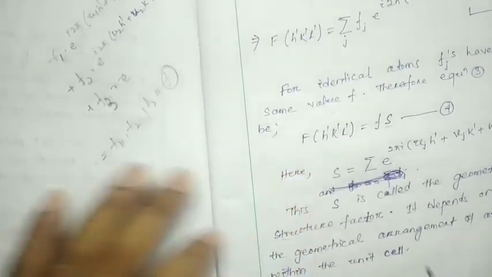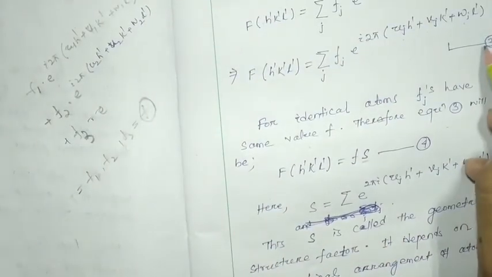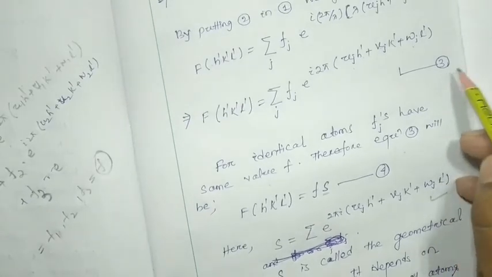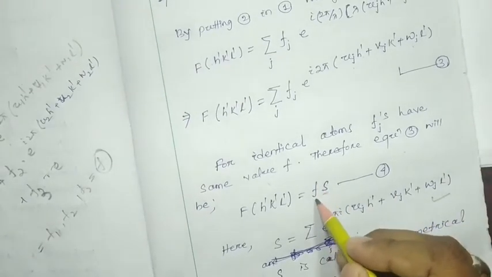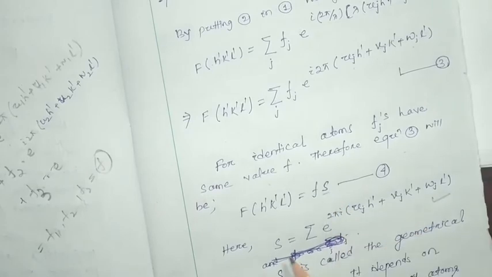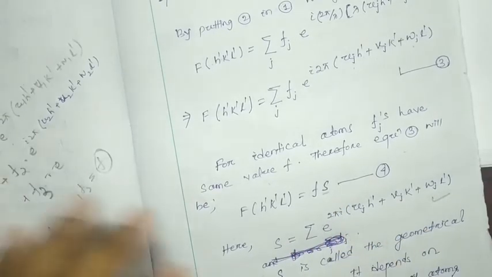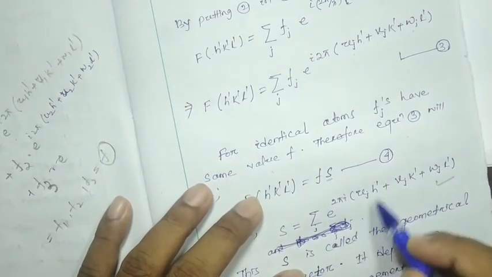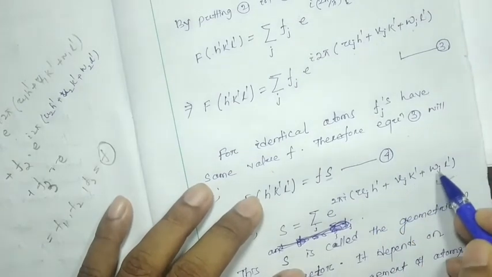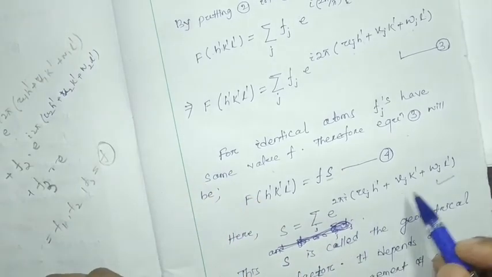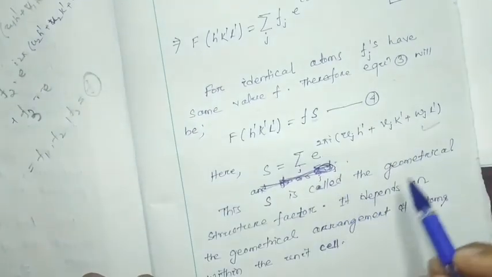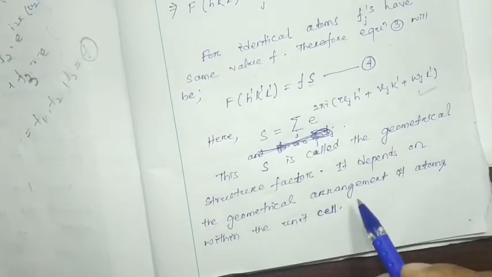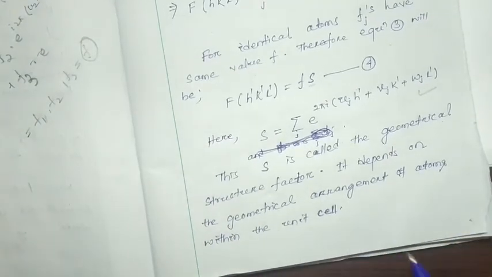So now the above equation number 3 can be written as F into S. Here S is nothing but the summation over j of e to the power 2 pi i (u_j h' plus v_j k' plus w_j l'), and this S is called the geometrical structure factor. It depends upon the geometrical arrangement of the atoms within the unit cell.